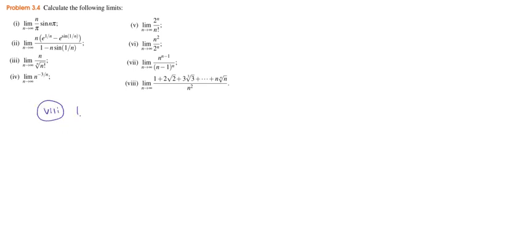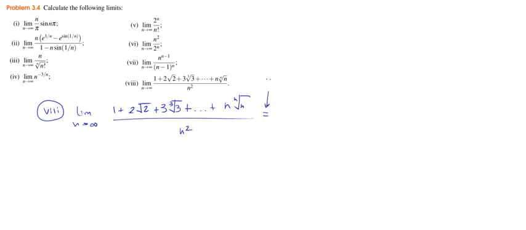Eight. The limit when n goes to infinity of 1 plus 2 square root of 2 plus 3 cubic root of 3 plus and so on plus n times the nth root of n, over n squared. Okay, and so this is a classical application of Stolz theorem. Whenever you have a sum like this that goes to infinity, the first thing that comes to mind is to apply Stolz.